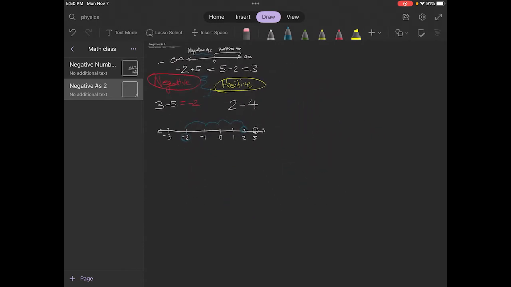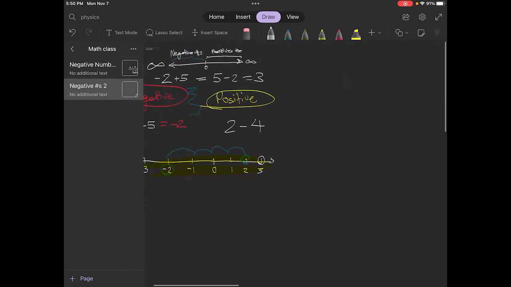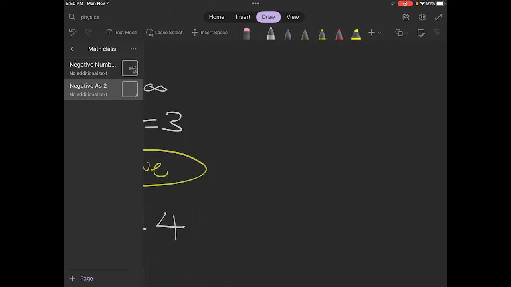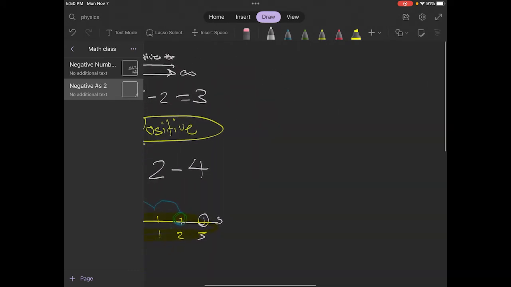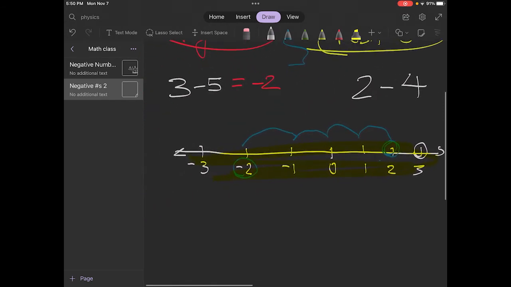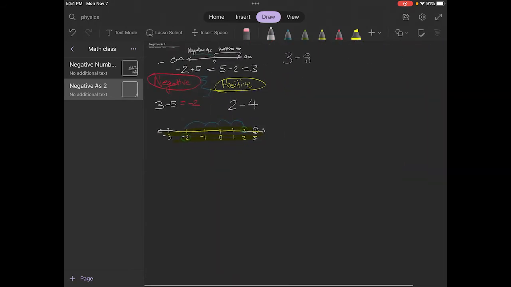Now let's try doing it without the number line. Because the number line is handy, but we need to try to be more reliant on general maths, just intuition. If we have a problem like 3 minus 8, well, this number line doesn't have 8. I could extend it even more, I could make it bigger, but it's not going to be the easiest solution.